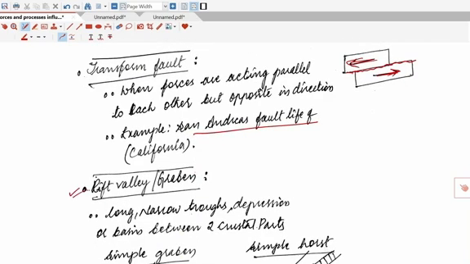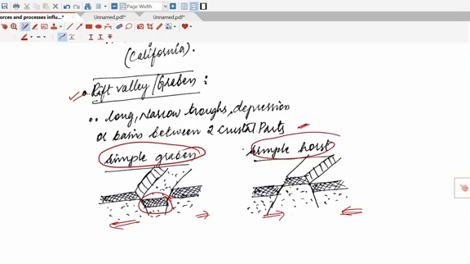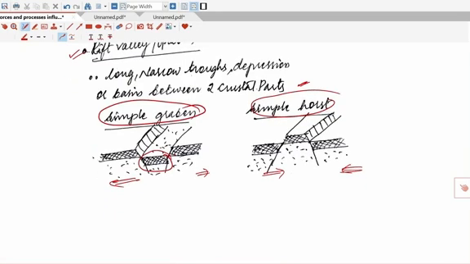Next, the rift valley or graben. This is a simple thing which I have explained to you many times. Long, narrow troughs, depressions, or basin between two crustal parts. Simple graben is nothing but this part gets subsided down, and simple horst is nothing but this part, initially due to tensional force, and this is due to compressional force. Simple horst is formed due to compressional force, and a simple graben is formed due to tensional force.